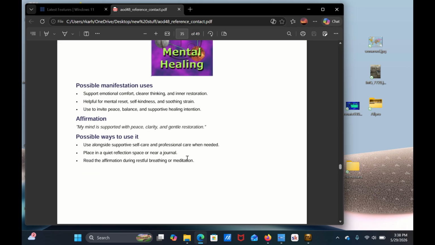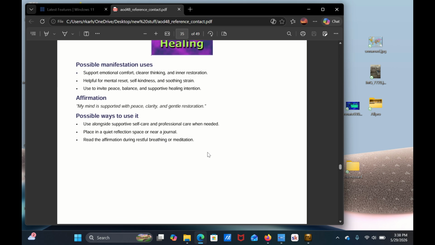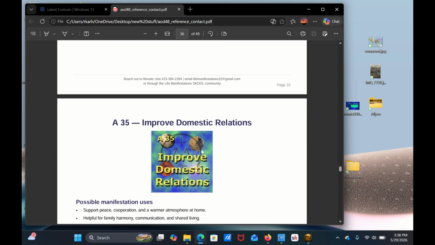Use alongside supportive self-care and professional care when needed. Place in a quiet reflection space or near a journal. Read the affirmation during restful breathing or meditation.